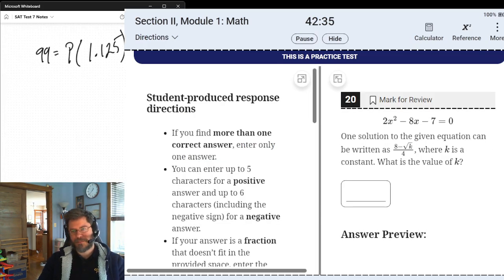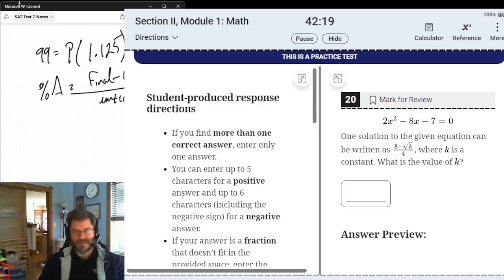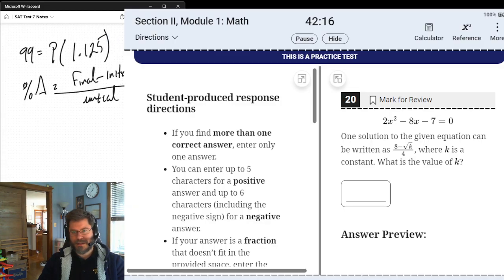To calculate percent change, percent delta, percent change is final minus initial divided by initial. And all I did here was just a rearranged version of it. If you multiply that initial value over, we'll say percent change equals final minus initial divided by initial. Multiply that initial over. Percent times the initial equals final minus initial. And then you add the initial over.